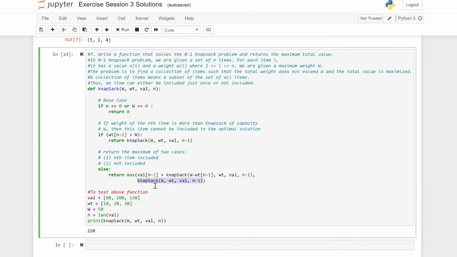Let's say I called one of these. I called the knapsack function with this, okay? And now n is going to be equal to n minus 1. Or let's say I called the function with these arguments. N is going to be equal to n minus 1. And the capital W is going to be equal to this.